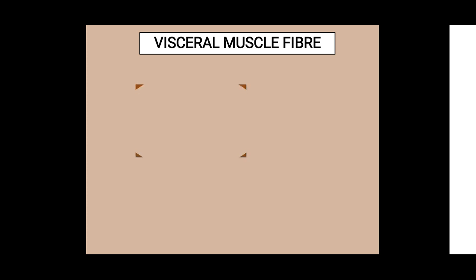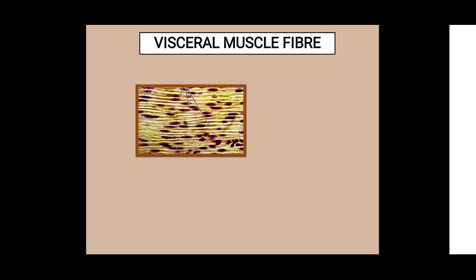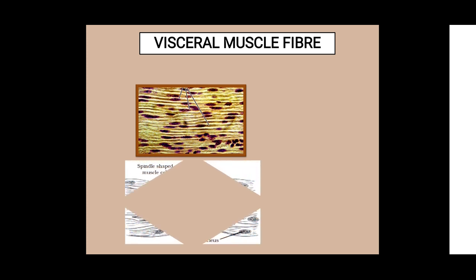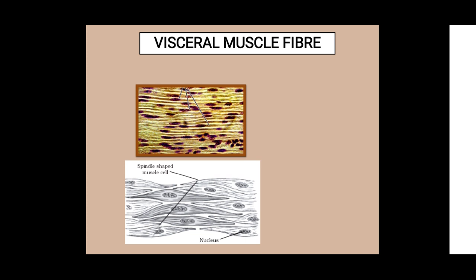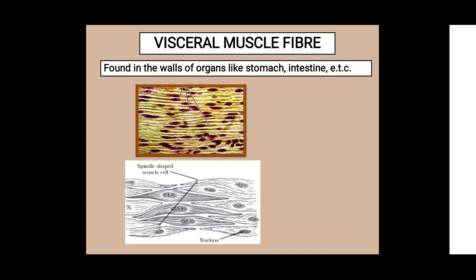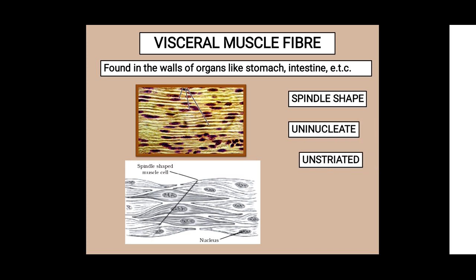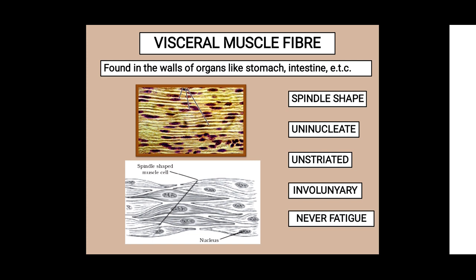Then the next 2 fibers are just for revision. The visceral muscle fiber, this is how it looks under the microscope, very tightly packed, spindle shape. You don't draw this in your practical, you just learn it up from the theory point of view. So what are the characteristics, where it is found? In the wall of organs like stomach, intestine, and these are having spindle shape. They are uninucleate, they are unstriated, they are involuntary, and they never fatigue.